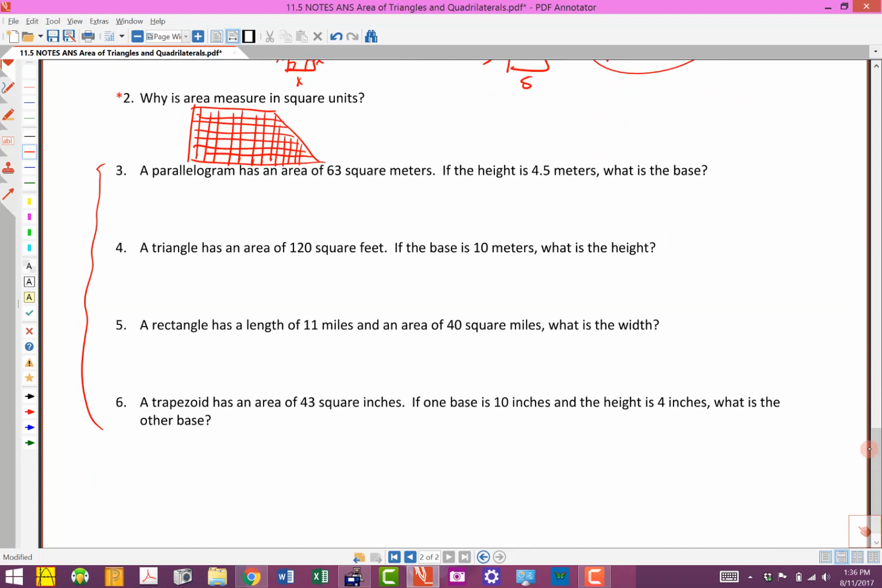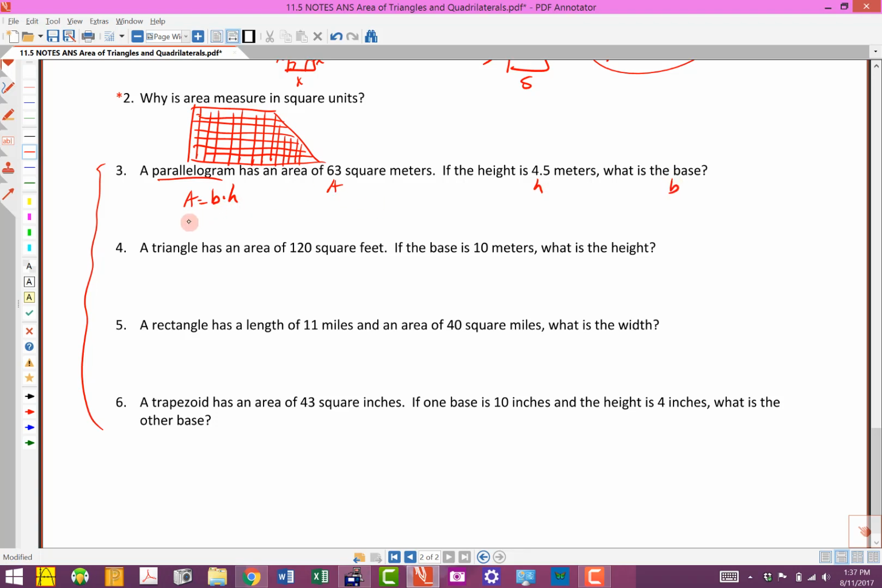Now let's take a look at these last couple. These are kind of interesting problems because these are a little bit backwards from what we've been doing. So it says a parallelogram has an area of 63 square meters. If the height is 4.5 meters, what is the base? So remember, this is a parallelogram, so we've got A equals B times H. It tells us what the area is. That right there is the area. The height is 4.5 meters, so that's the height. And what we don't know is the base.